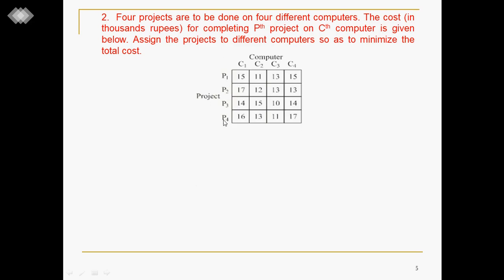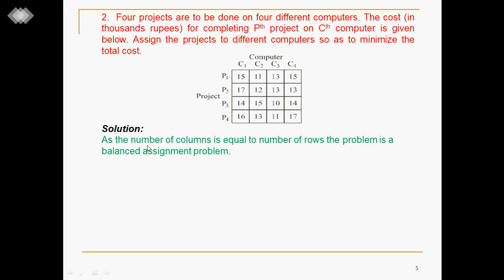There are 4 projects, P1, P2 and so on. There are 4 computers. These are the costs of assignments. If nothing is given, you have to minimize, so let us go for minimization. As the number of columns is equal to the number of rows, the problem is a balanced assignment problem. You can proceed with the Hungarian method.